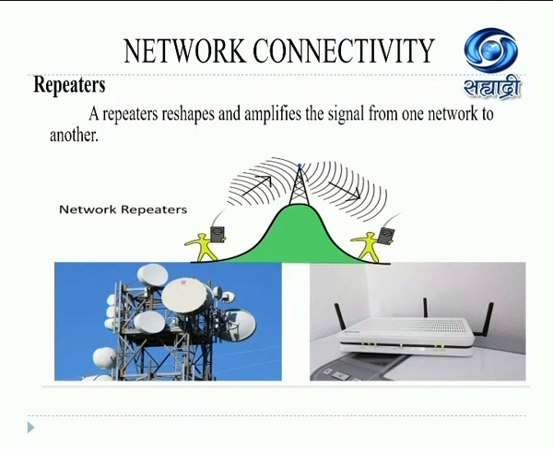Next one is the repeater. A repeater reshapes and amplifies the signal from one network to another network. That means first of all it will acquire the signal, it checks the signal, it recharges the signal, it corrects the signal, and it is again sent back to the related destination. So in this diagram, with the help of the stations, it will acquire the signal, check for amplification, check for the errors present in the signals, reshape it and again send it back to the related destination from one network to another.